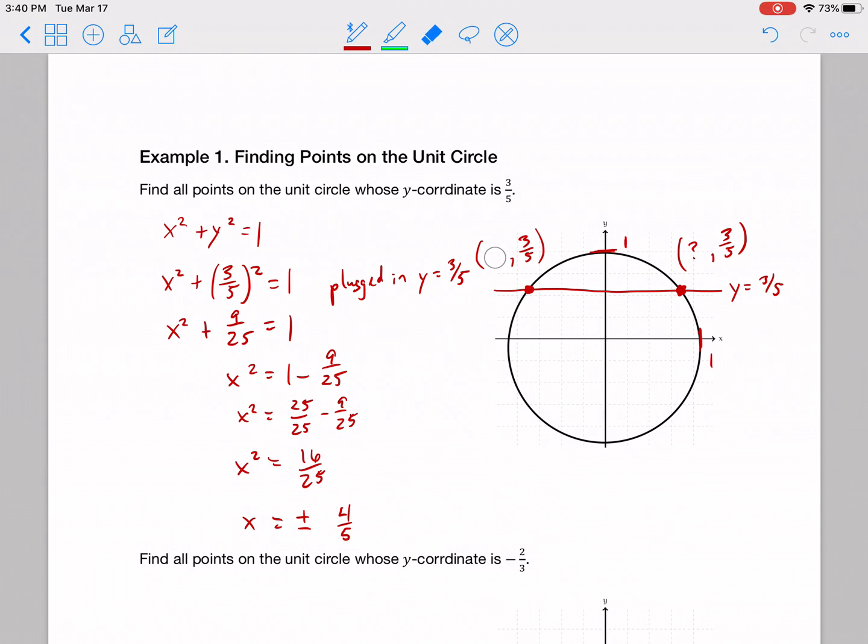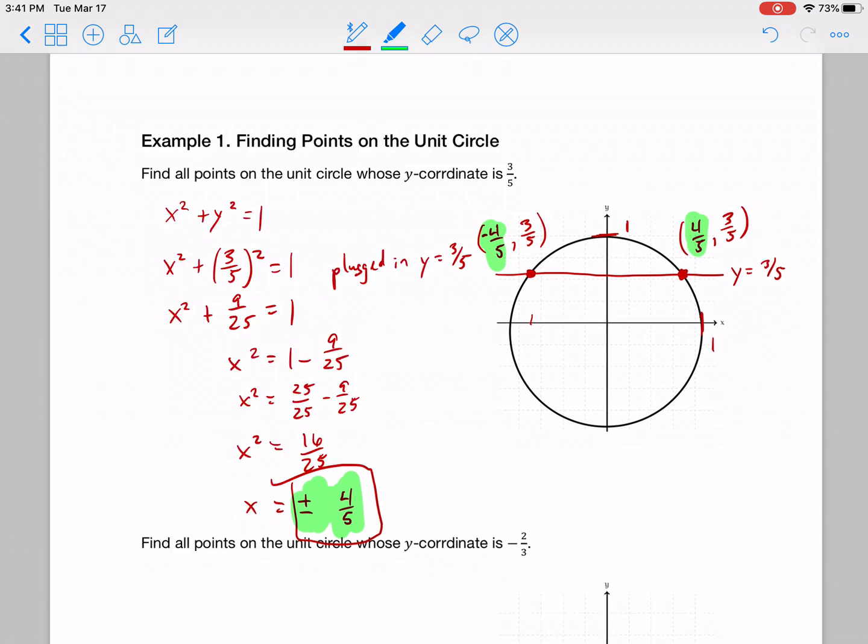And so over here, we can say that this is minus 4/5, because we're on the negative side over here on the x-axis. And this one over here is going to be positive 4/5, coming from that right there. Okay, so we got these values to give us these values over here. All right, so not too difficult there.